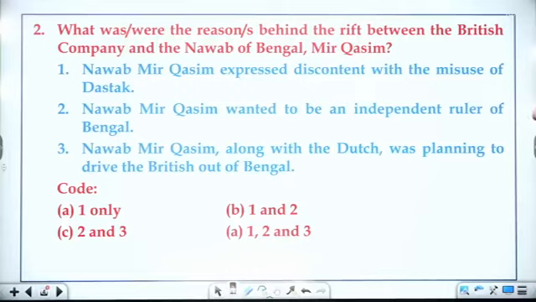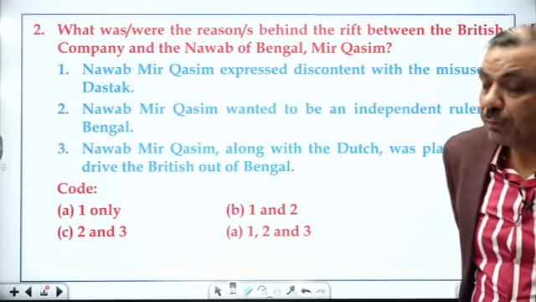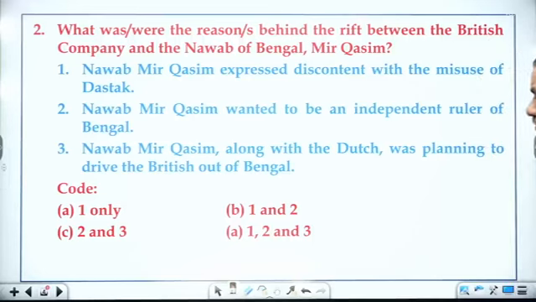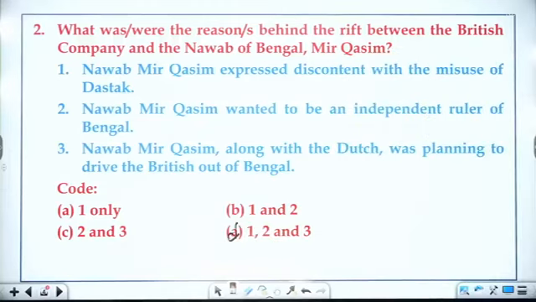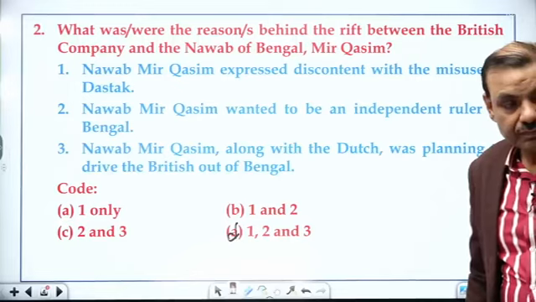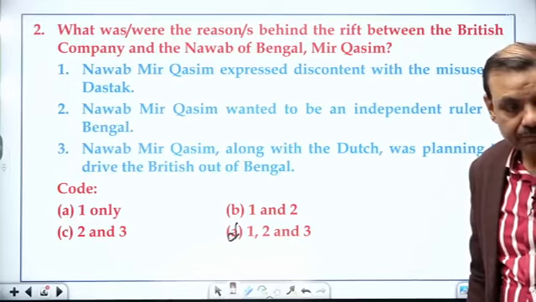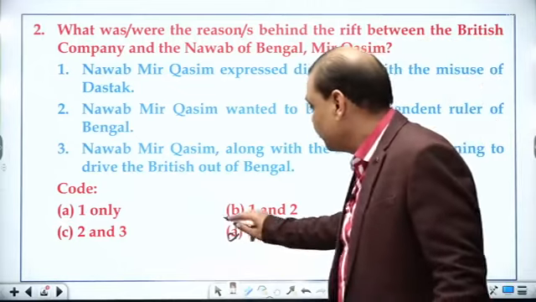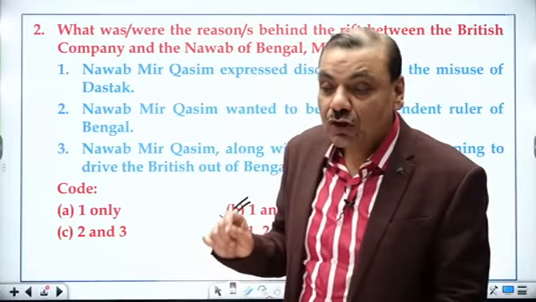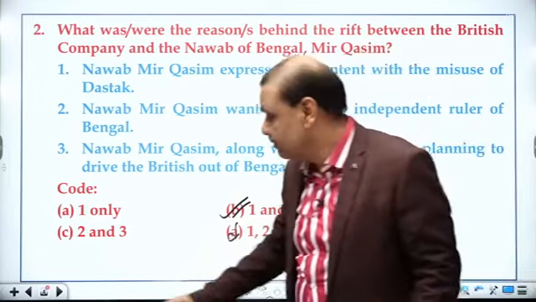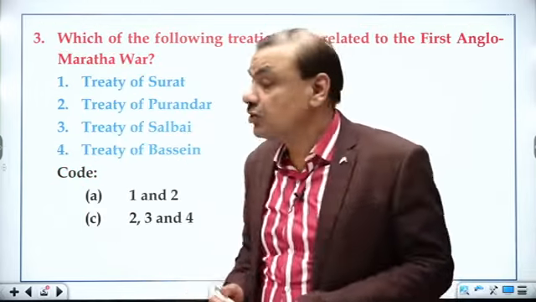So there are three statements, my friends. You are to select one of them. Choice A, 1 only, B, 1 and 2, C, 2 and 3, and D, 1, 2 and 3. So my friends, please be fast. B for Bombay. 1 and 2, yes. You are 100% correct. You are performing very well. It is up to my expectation, or sometimes even beyond my expectation.